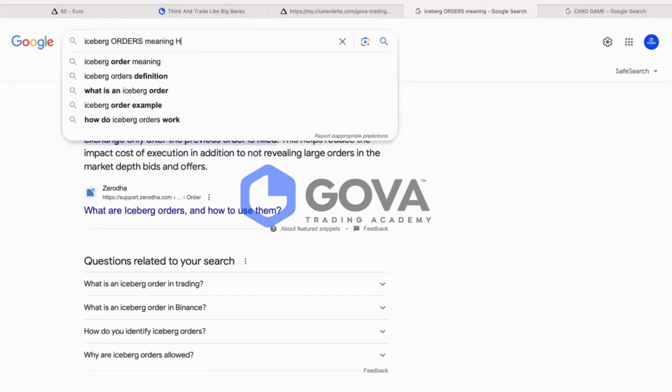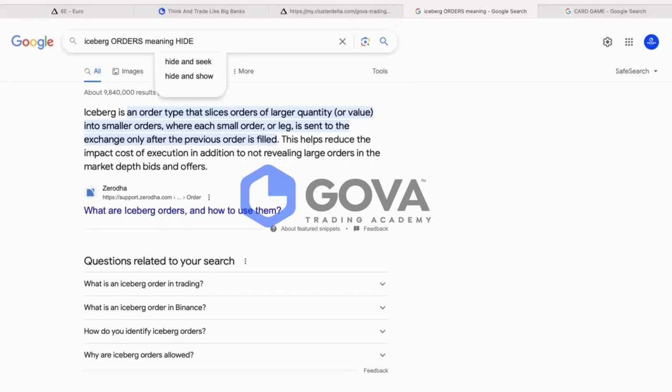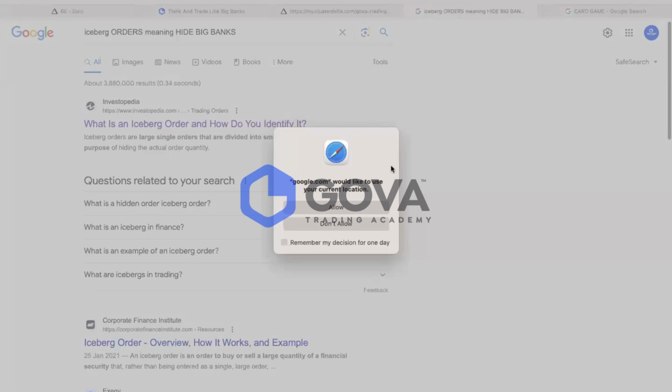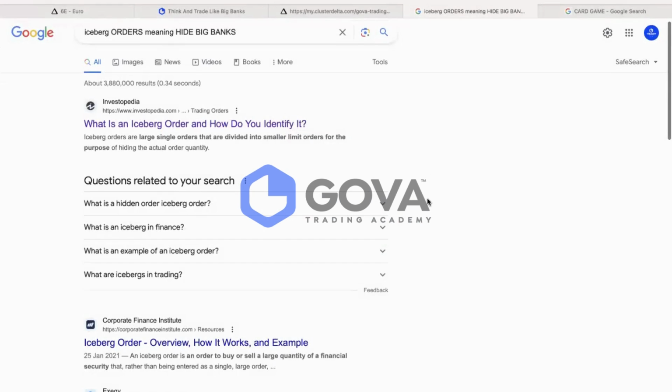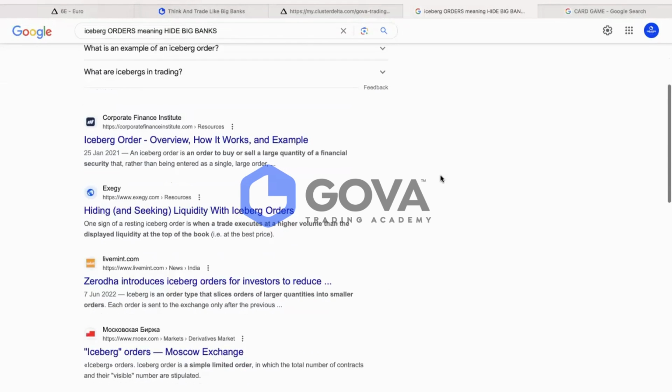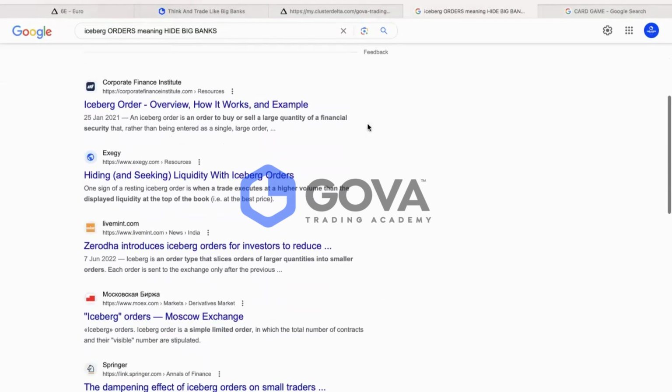Let me see if I can put the hide here. Let's see if Google is going to bring out a suitable definition. Can you see here, guys? Look at this area. An iceberg order is a resting order. An iceberg order executes a higher volume of order. Big banks usually execute higher volume of orders displayed by liquidity. Okay, that's not what I want to look for.